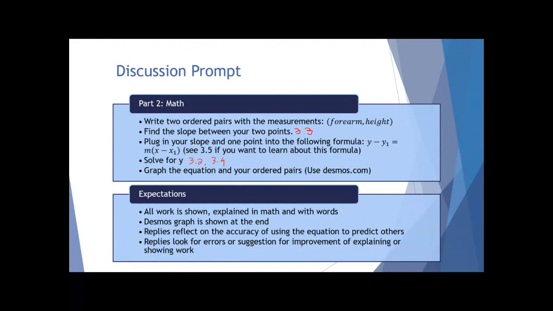And if you see any errors or you have suggestions for improvement, you can go ahead and do that in your replies as well. The goal of this discussion, once you go through all of this work, is: do we have similar equations? If there is a relationship and we can use your forearm to predict your height, then all of our equations should be similar. If they're not similar, why might that be? Would that be user error with measuring, or is it because we can't use one to predict the other? So that's what we're exploring in this discussion.